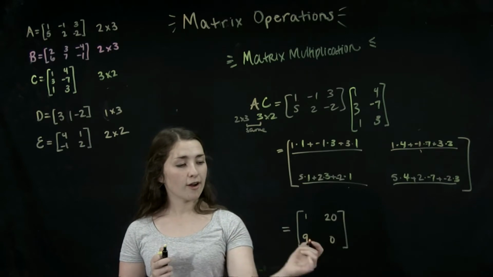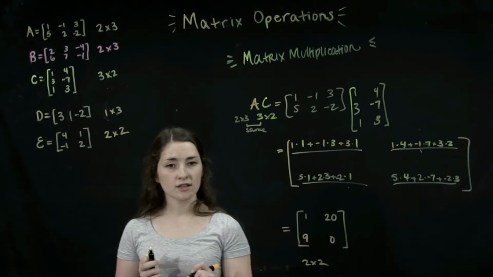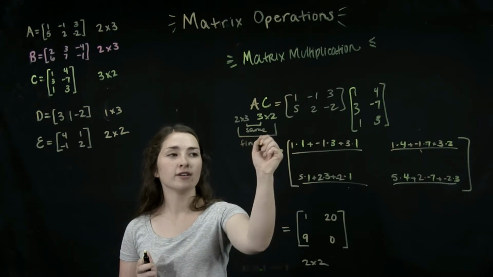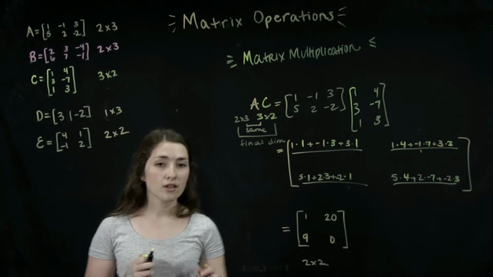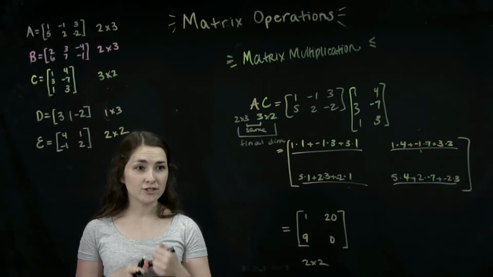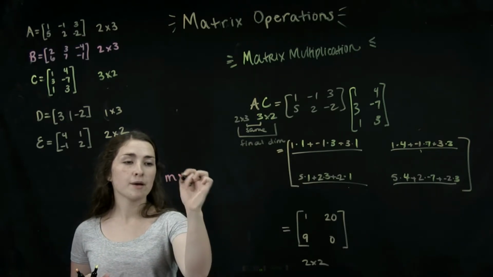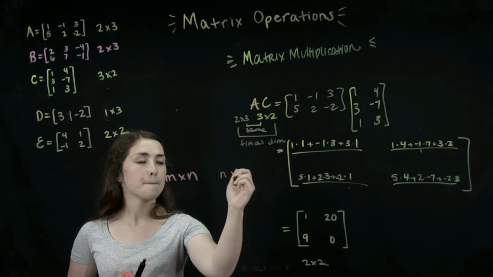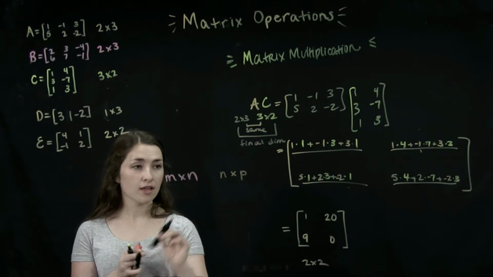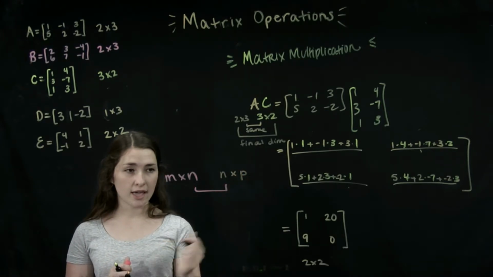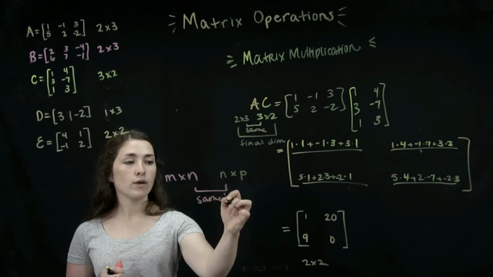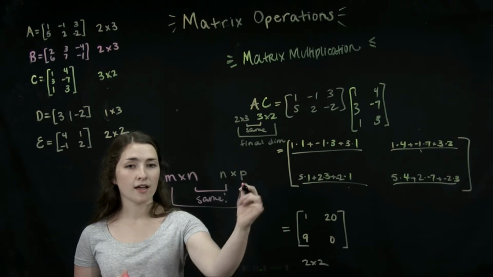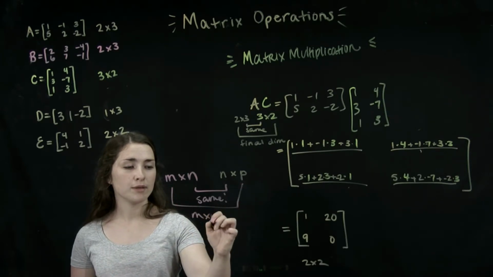And then you'll notice here, our final matrix was a 2 by 2 matrix. And you'll notice here, wow, look, the outsides are 2 by 2. So this is our final dimensions. So what we need, if we want to multiply two matrices together, let's say an M by N matrix and an N by P matrix, as long as these two are the same, we know we can multiply them together. That's defined, and we will get a matrix of M by P as our final.